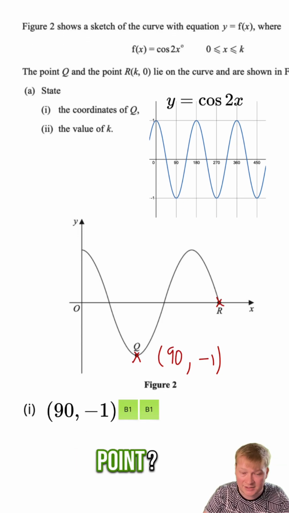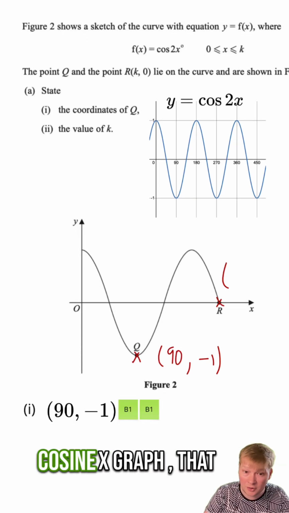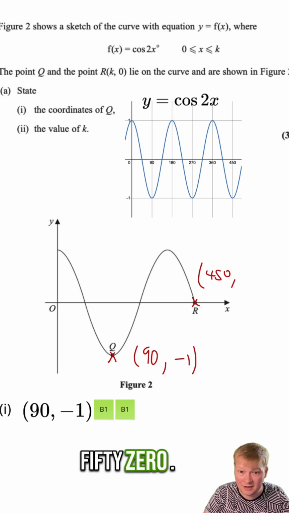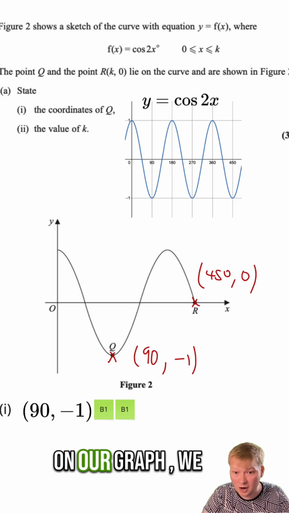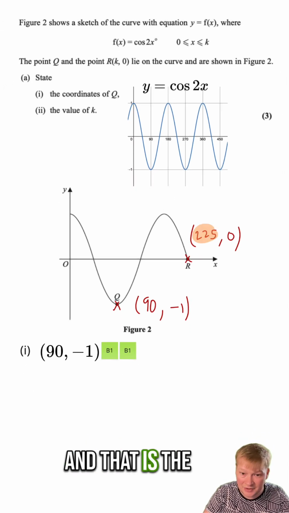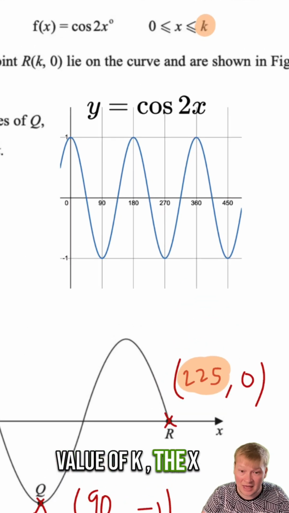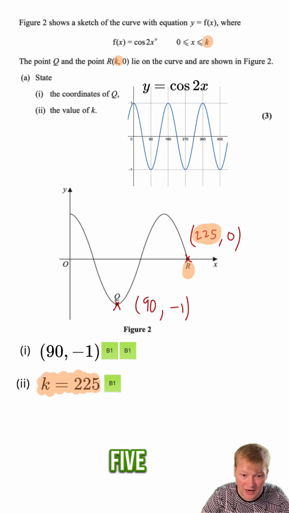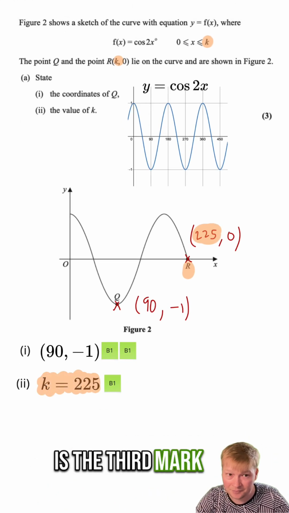And what about this point? Well, you should know that on the cosine x graph, that would normally be at 450, 0. But on our graph, we need to halve the 450 to get 225. And that is the value of k, the x coordinate of R, as we see here. So k equals 225 is the third mark for part A.